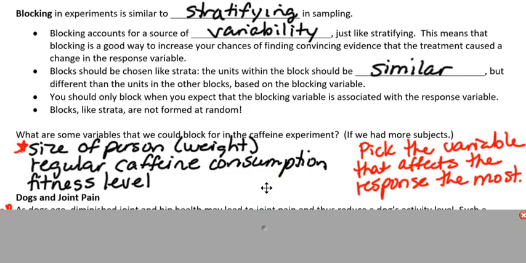Now, of course, to do blocking, since you're separating people into groups, you do have to have a large enough group of subjects to make that practical. We have such a small group in our class, it probably wouldn't have been practical. But let's say we did the caffeine experiment on 100 people.